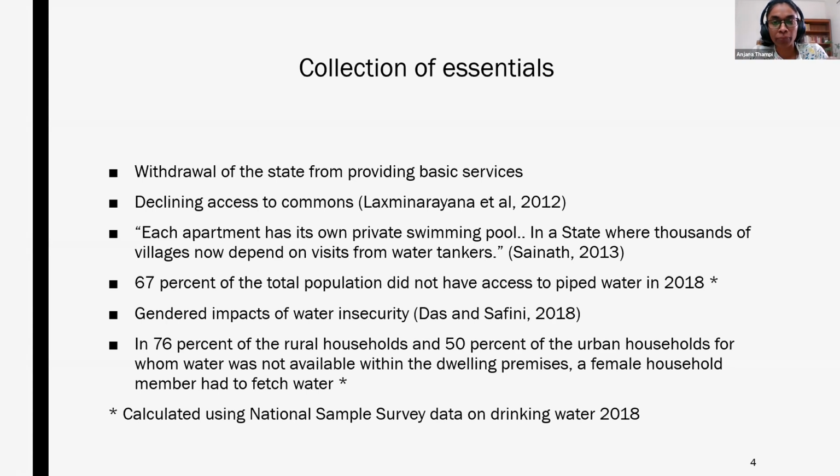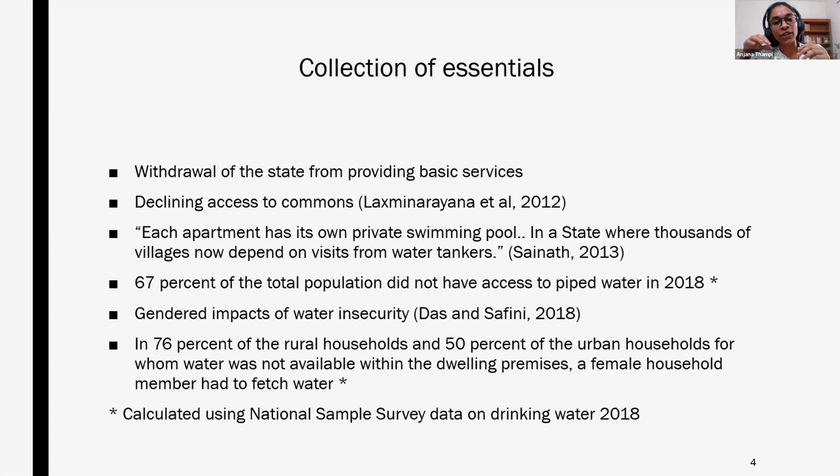And from this journalistic account by Sainath, where he's referring to the specific state of Maharashtra, which frequently encounters periods of drought almost every year, he's referring to advertisements for the construction of apartments, where each apartment has its own private swimming pool, in a state where thousands of villages depend on visits from water tankers, which might only be once a week. And he talks about how the workers who were involved in building and constructing those apartments belong to some of these villages which don't have regular access to water.